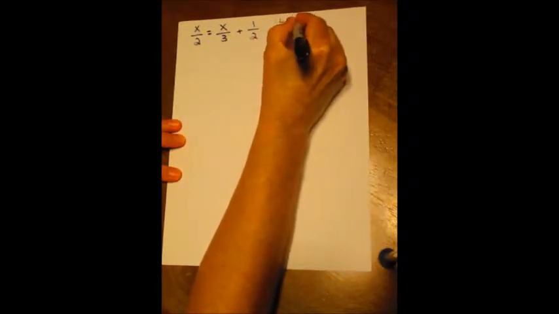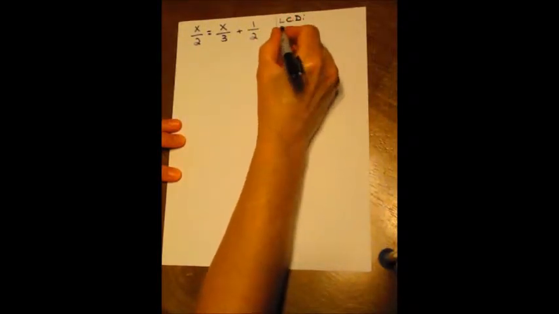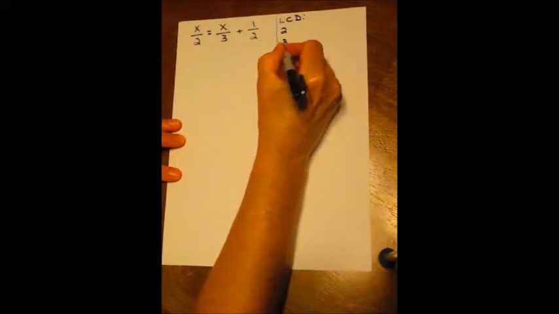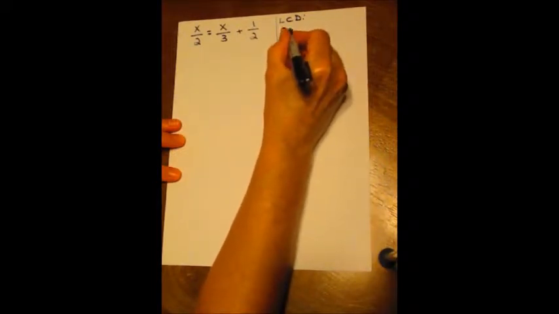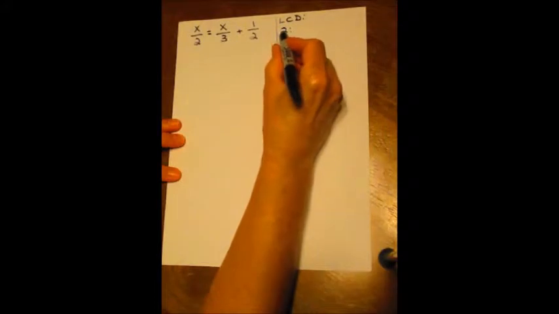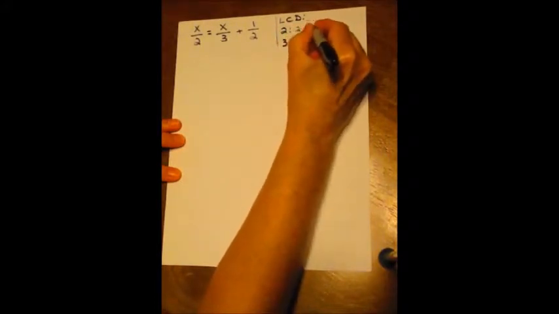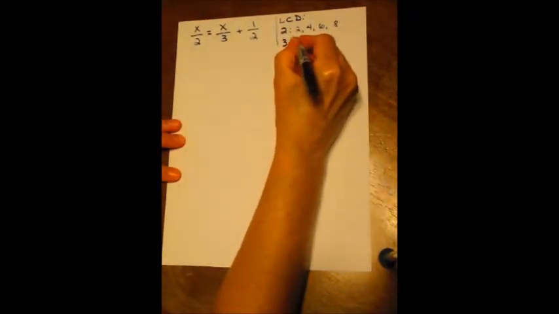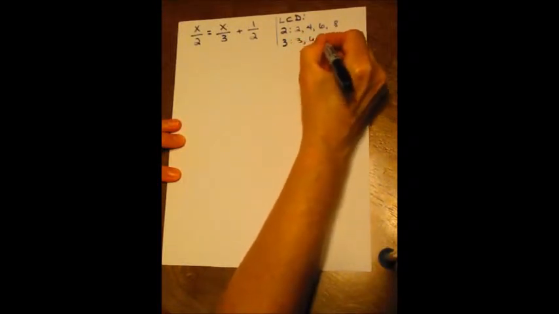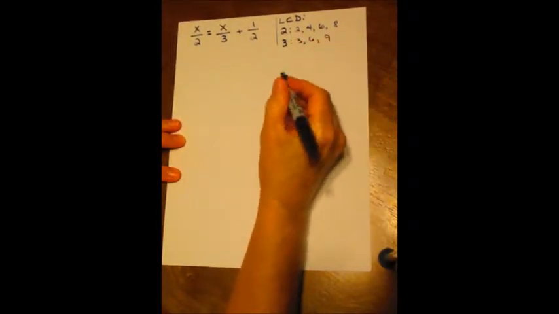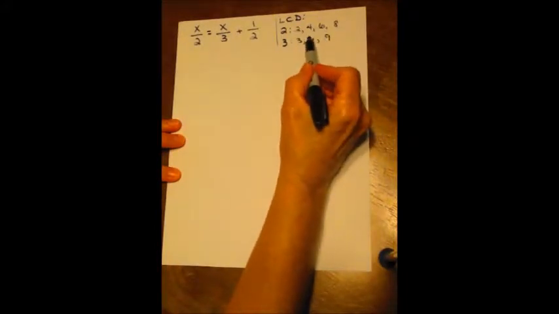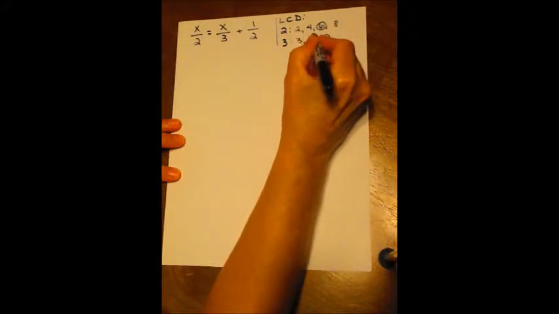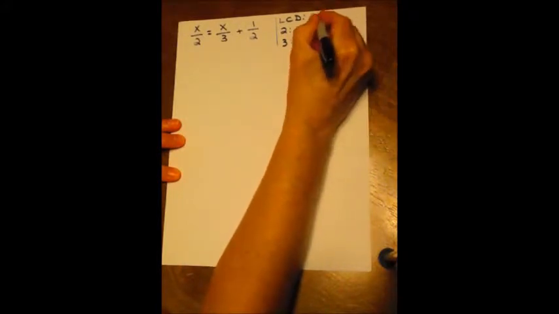So over here on the side, I list my denominators, 2 and 3, and then I'm going to list the multiples of each of those. So the multiples of 2 are 2, 4, 6, 8, and I'll stop there. The multiples of 3 are 3, 6, 9. As soon as I have a number common to both of them, which in this case is 6, I can stop. So that means that 6 is my LCD.